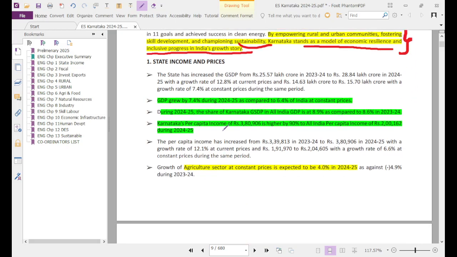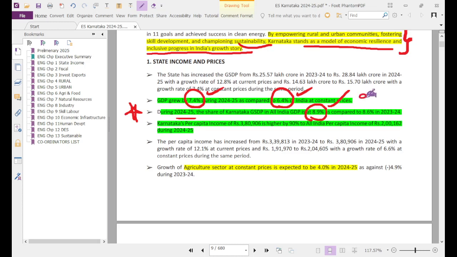How about the state income and prices? So GDP in the last year grew by 7.4% compared to India's GDP growth, which is 6.4%. So a very important stat, remember this, and wherever possible quote it. During 24 and 25, the share of GSDP was 8.9%, a very important stat, compared to 8.6%. So 8.9% is the GDP contribution of Karnataka alone to the Indian GDP.